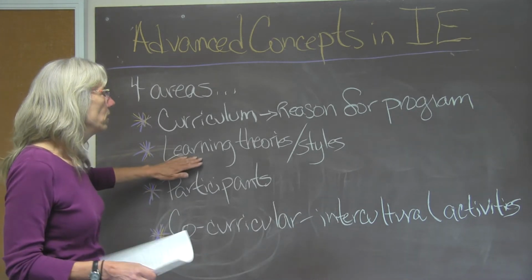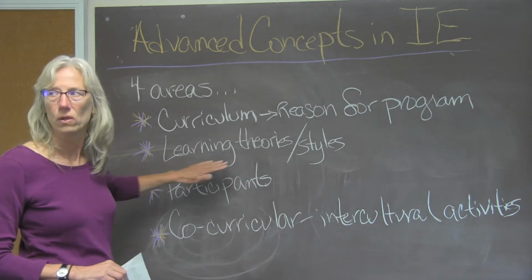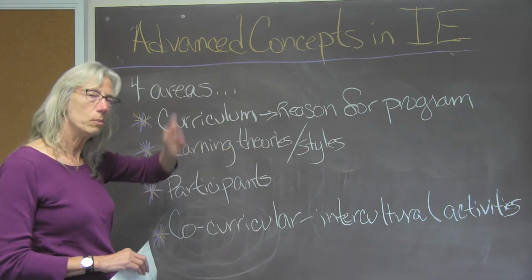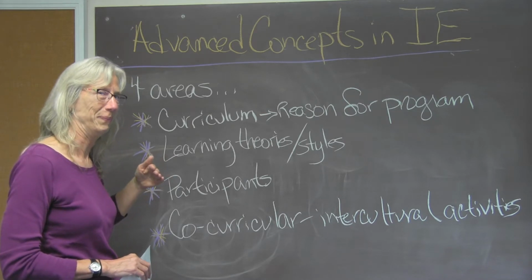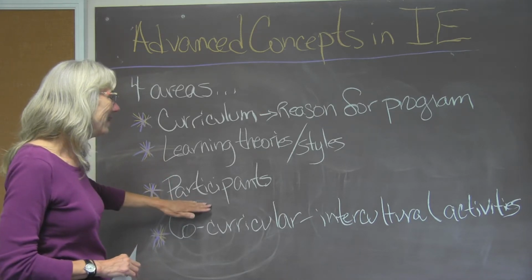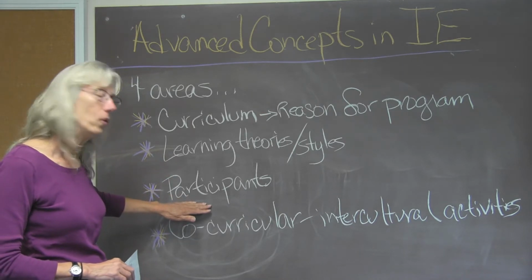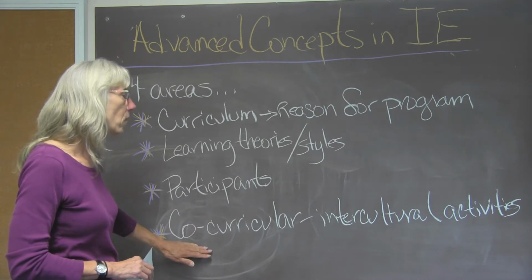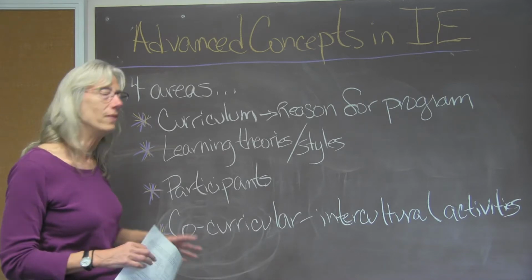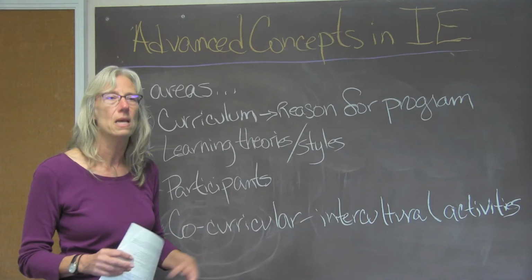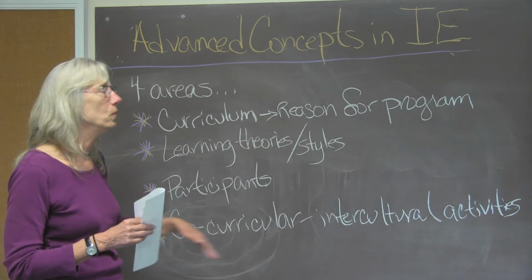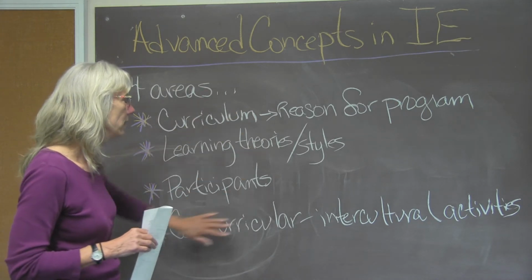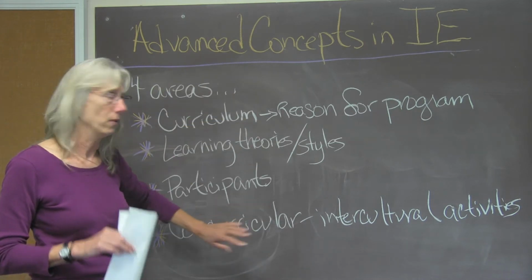The other area we're going to take a look at are learning theories or learning styles. So we want to know what's behind the work that you're doing. The third thing we want to think about are the participants, who's going to be taking part in this program, and then the last are the co-curricular units. What are the intercultural activities that are going into this curriculum design? So these are the 4 areas that we will be talking about.